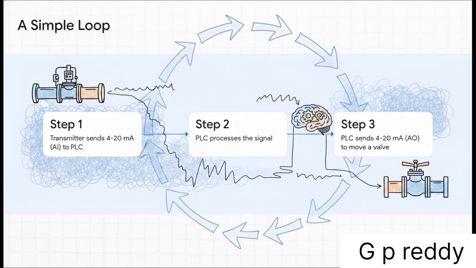So, step 1, we have a pressure transmitter on a pipeline. It measures the pressure and sends a continuous 4 to 20 milliamp signal. That's our analog input back to the PLC. Step 2, the PLC, our brain, receives that AI, processes the logic, and realizes the pressure is dropping too low. Step 3, the PLC immediately responds by sending out its own continuous 4 to 20 milliamp signal, an analog output, straight to a control valve, telling it to open up just a little bit more to restore that pressure. Input, process, output. It is just a continuous, flawless loop of communication, keeping the whole system perfectly balanced.